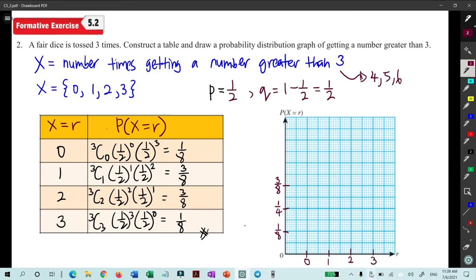When x is equal to 0, we get 1/8. When x is equal to 1, we get 3/8. And when x is equal to 2, once again the value is 3/8. And the last one, when x is equal to 3, the value of probability is 1/8. Let's draw a vertical line to complete the graph.